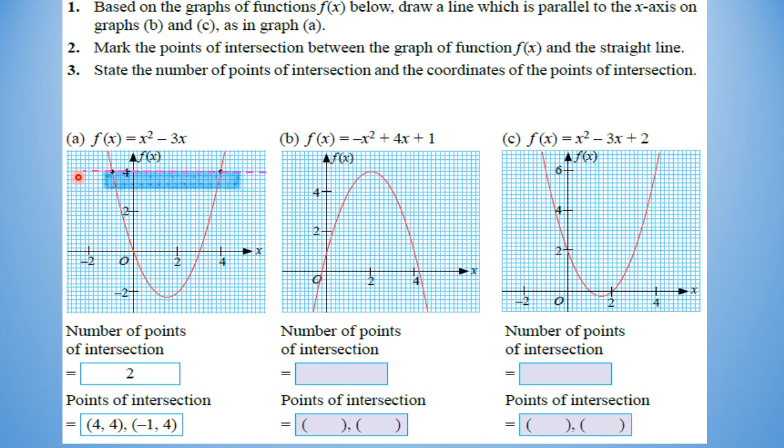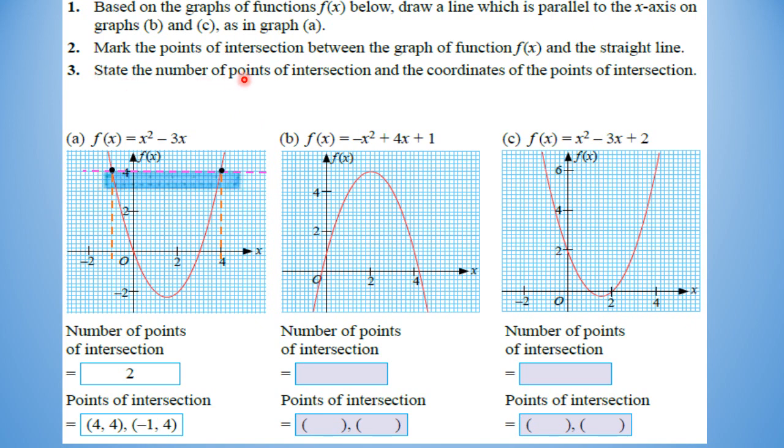So we look at here. I give you an example for the question. Let's say I draw a line y equal to 4 here. After that, second, mark the point of intersection. I draw like this first. The point of intersection, the first one and the second one.